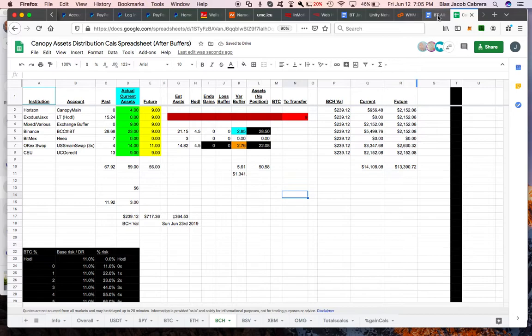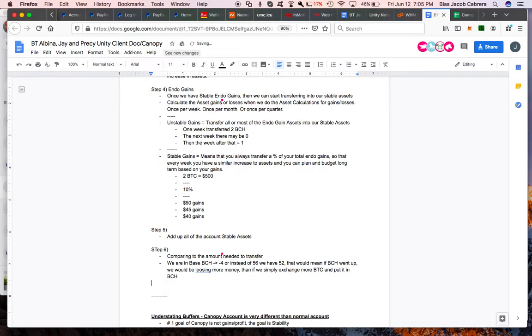And then step 7 would be finding out where to transfer the assets from. And then step 8 would be completing the transfers. Right? So sometimes it's the other way around.